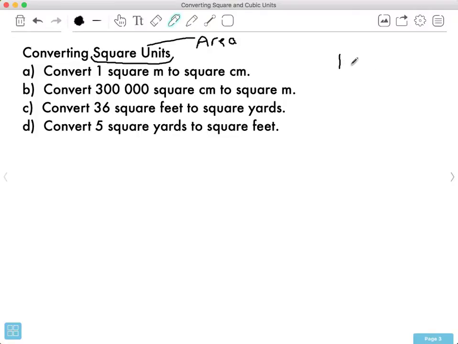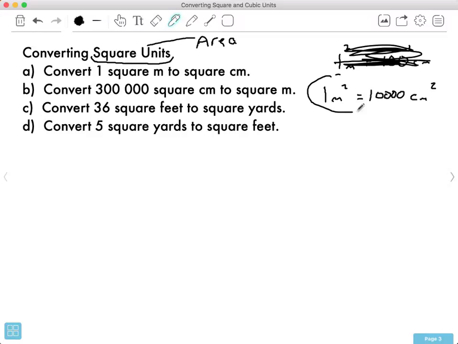I know that 1 meter is 100 centimeters. If I want to convert square meters to square centimeters, just square both of those numbers. 1 squared is 1, so 1 meter squared is equal to 100 squared, which you can do on your calculator. 100 squared is 10,000 centimeters squared. So I'm not going to use the original conversion factor. I'm going to use my conversion factor for square units. Once I have that, it works much the same way.